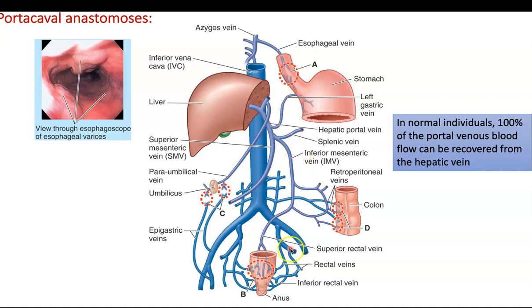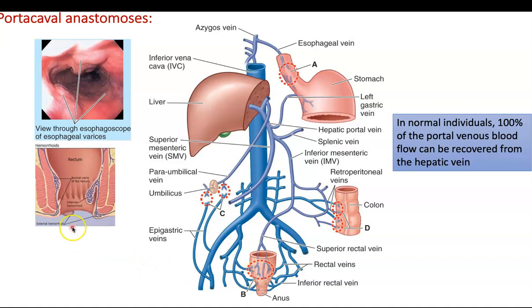The same thing can happen around the rectum as well, because more blood will be flowing through these veins. As a result, these veins will be dilated around here, giving rise to varicose veins around the rectum. And when it happens around the rectum, they are called hemorrhoids. Okay.